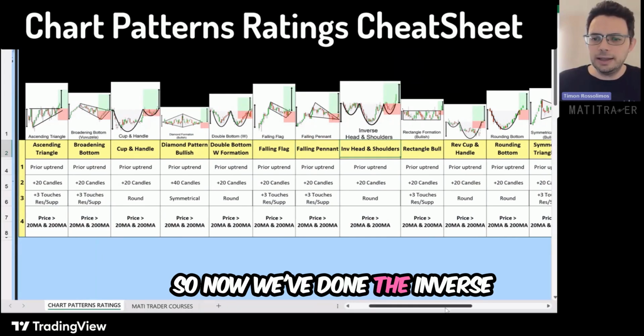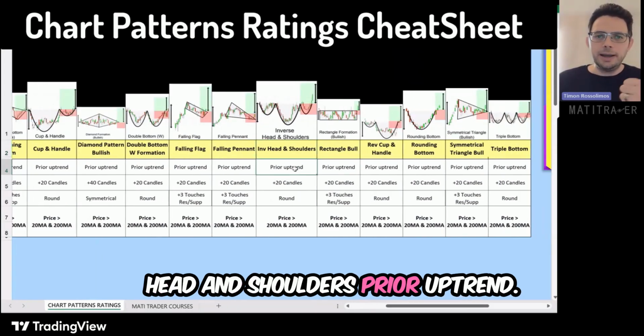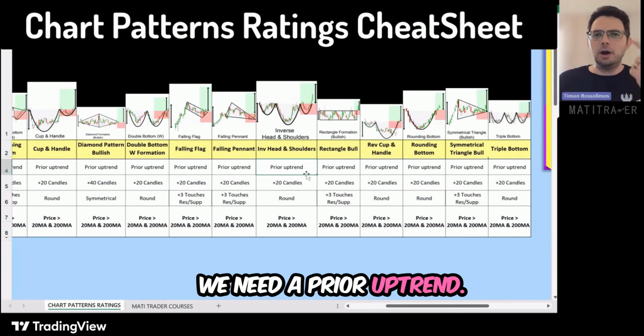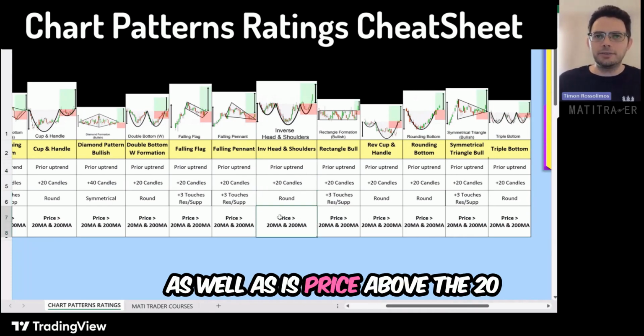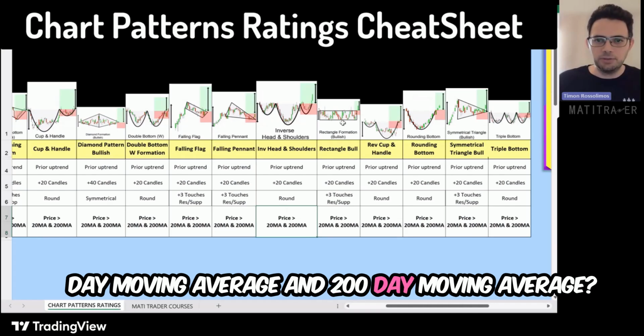So now we've done the inverse head and shoulders. Prior uptrend, we need a prior uptrend. Are there more than 20 candles? And how round is the pattern, as well as is price above the 20-day moving average and 200-day moving average?